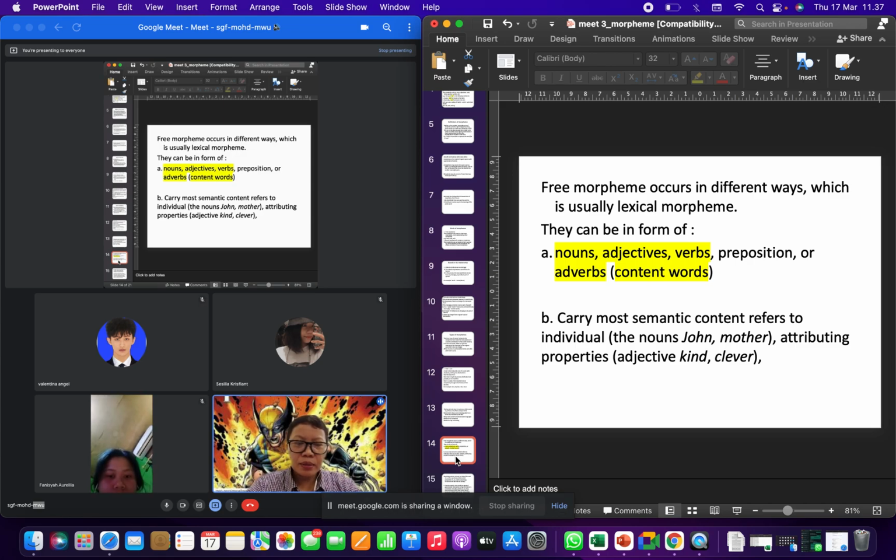And this free morpheme can also carry most semantic contents that refer to individuals, such as the noun morpheme, such as John or mother, or can be attributing properties, such as the content that refers to adjective, such as the morpheme kind or the morpheme clever.